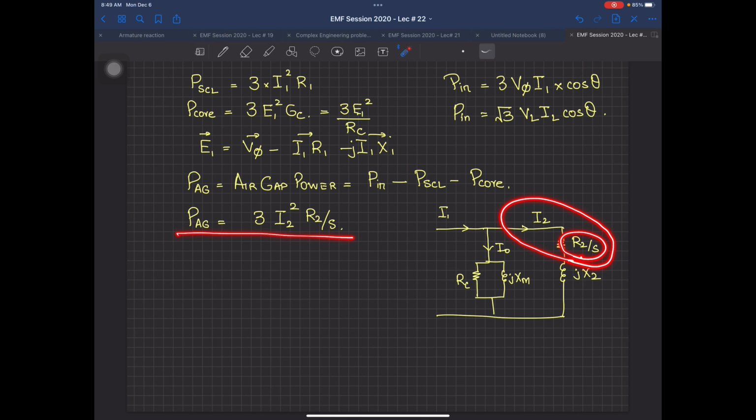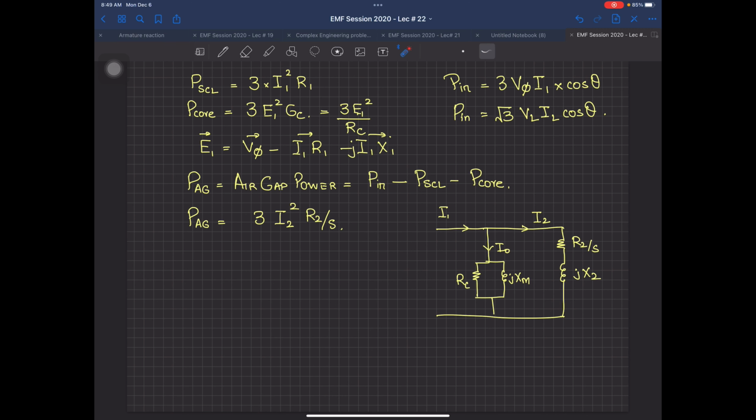So air gap power is equal to 3 I2 square R2 by S over here. Now, when this is air gap power, this air gap power is being consumed in this resistance. Now this lumped resistance is a variable value. Why variable? Because S is variable. Now S changes, this resistance value changes. But remember, this is not practically happening.